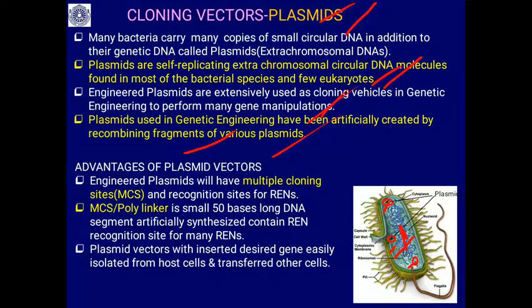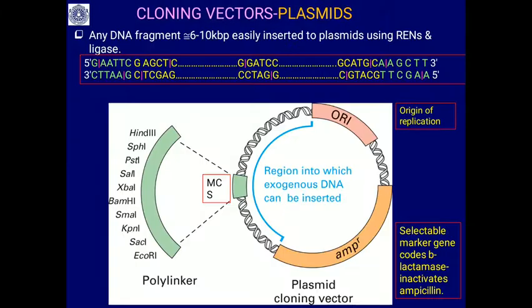Engineered plasmid vectors will have a multiple cloning site, so it can be recognized by many restriction endonucleases. The MCS or polylinker is a small, 50 bases long DNA segment, artificially synthesized, and it contains recognition sites for more than 40 restriction endonucleases. The plasmid vectors with the inserted desired gene can be easily isolated from the host cell and transferred to another cell. These are all the advantages of plasmids.